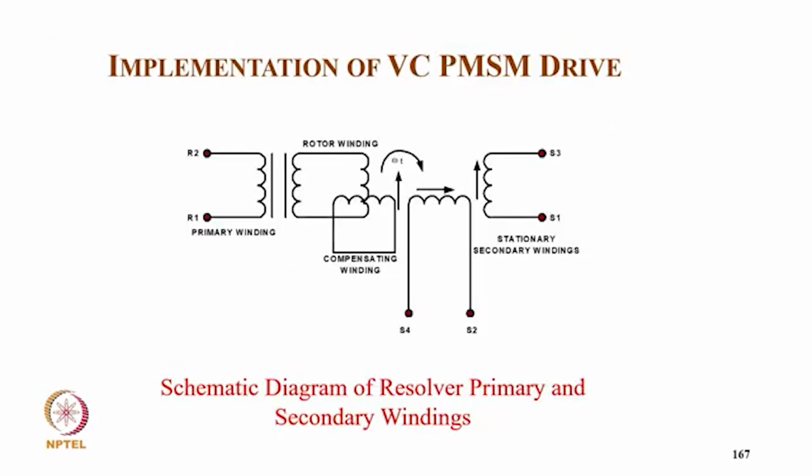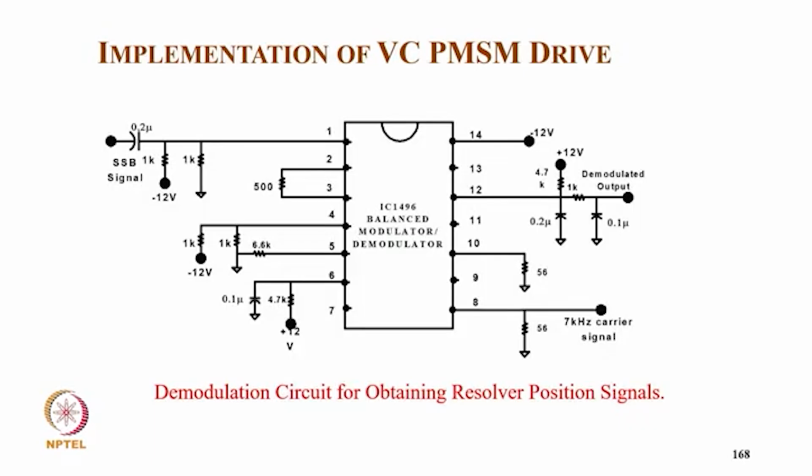And this is the typical schematic diagram of the resolver primary and secondary. So we have a primary side which we excite at 7 kilohertz, and at the output, like S4 S5, we get the high frequency modulated sin theta and cos theta waves corresponding to that, and we get the position. If we demodulate, we get the position cos theta and sin theta from the secondary windings. And these are typical demodulation circuits for obtaining the resolver position signal from the input signal.